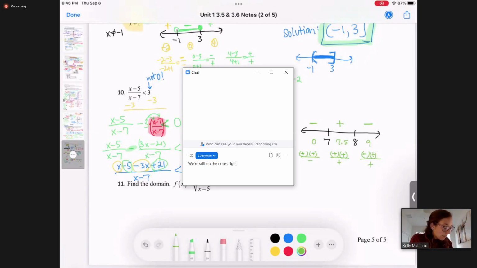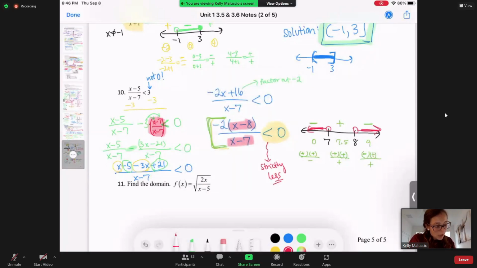Okay. And remember, I am strictly less, so I am not equal to 0. So I know that these two, I cannot include those, right? But then remember, I want negative. So I would go in opposite. I would not go in between. I would go in opposite directions.